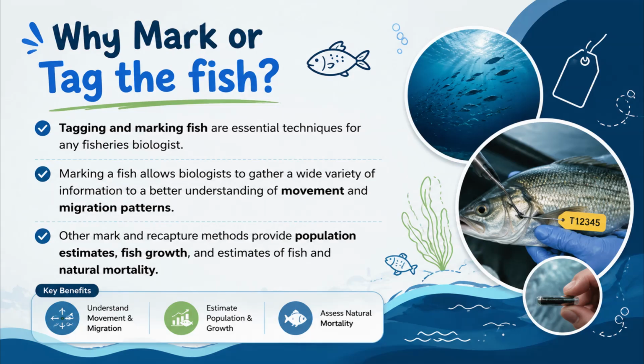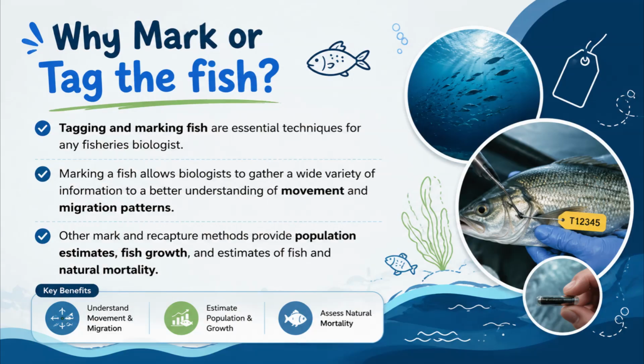Why do scientists tag or mark fish? Fish tagging is one of the most important techniques used in fisheries biology and marine research. By marking fish, scientists can track their movement and migration patterns across rivers, lakes, and oceans.